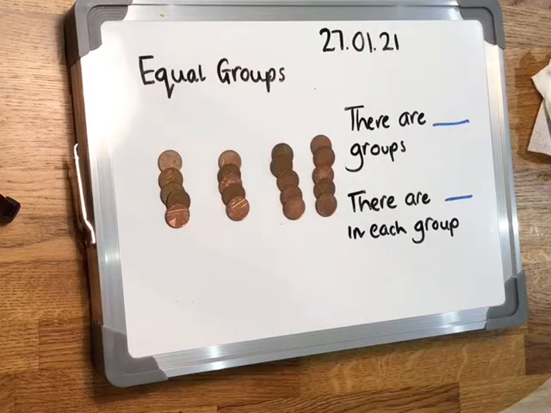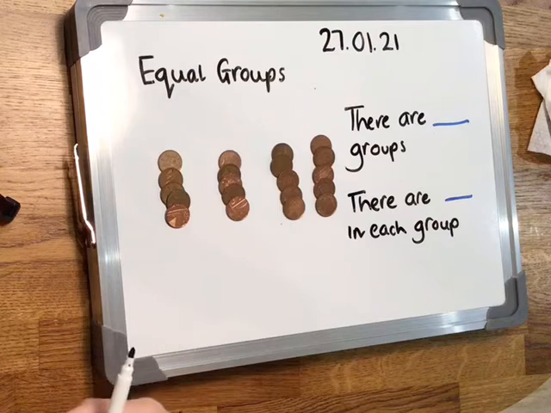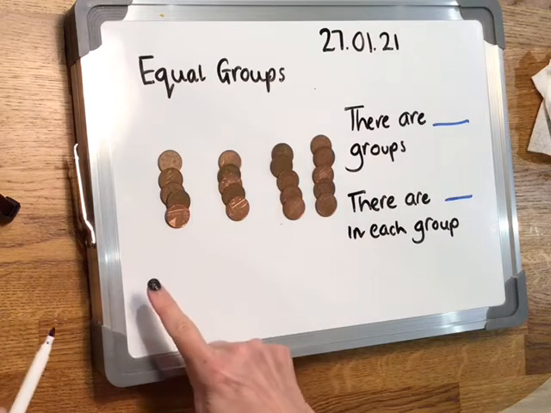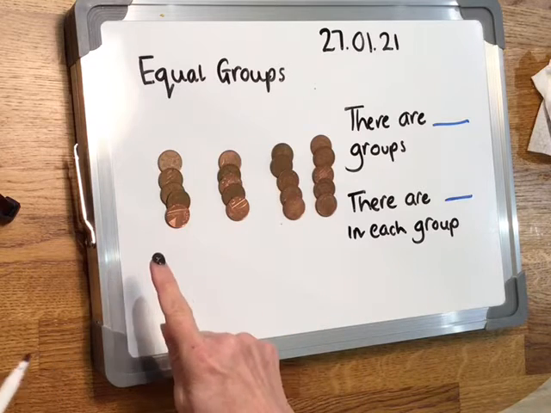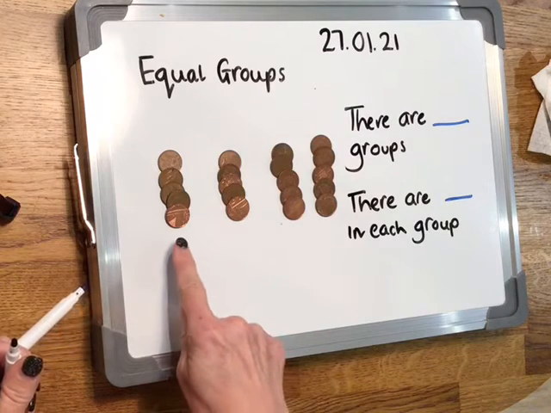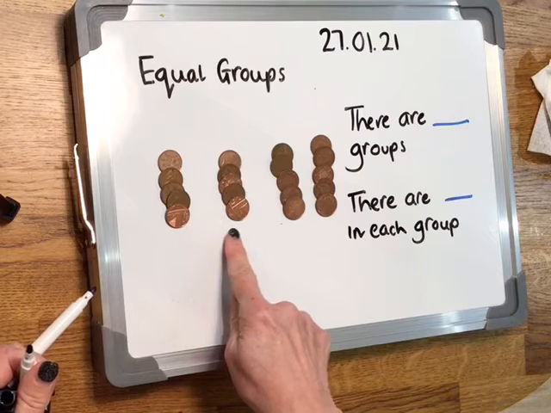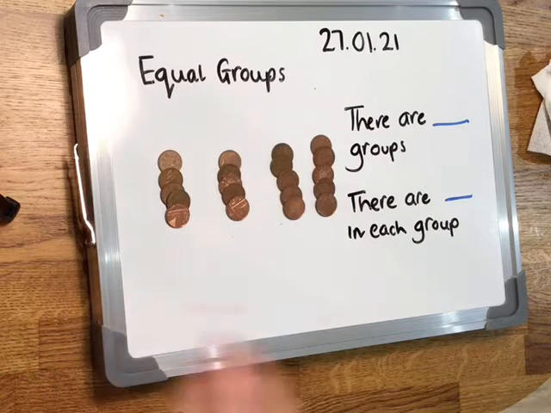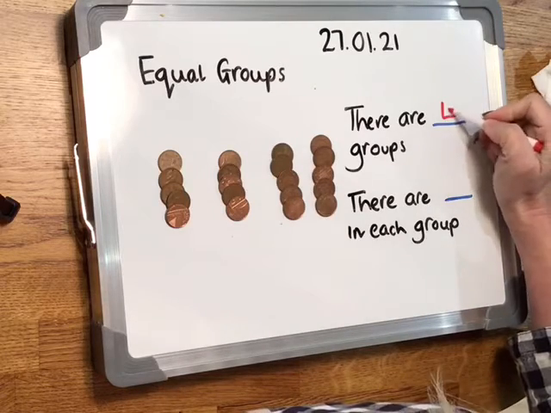Now in the next part of the lesson, children, we're going to be working out how to describe our equal groups. So I want you to have a look at this picture here. I've got some equal groups. Let me see how many groups I've got. 1, 2, 3, 4. So I can say that there are 4 groups.